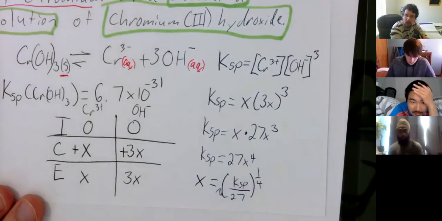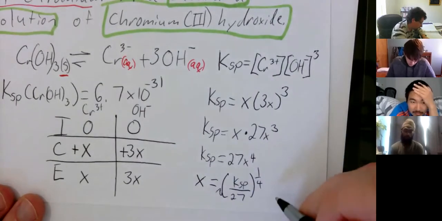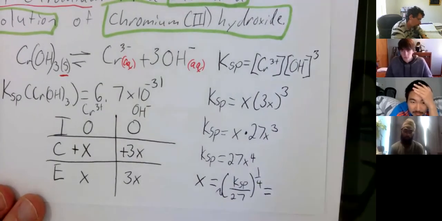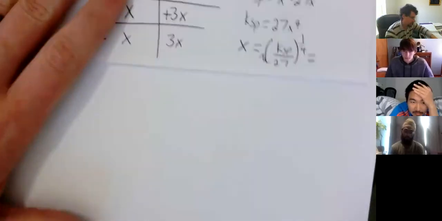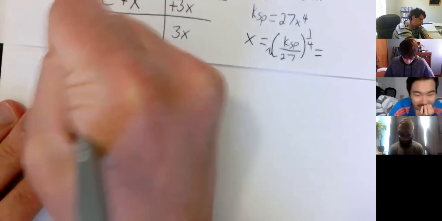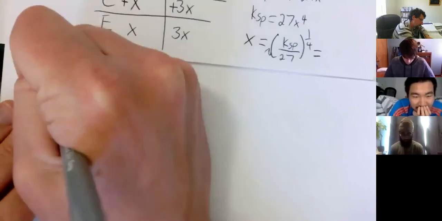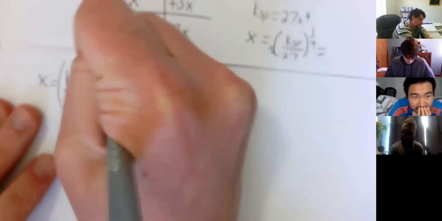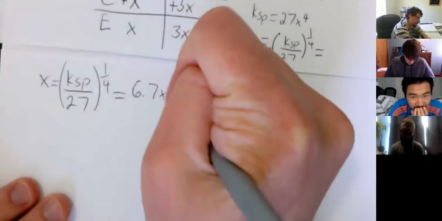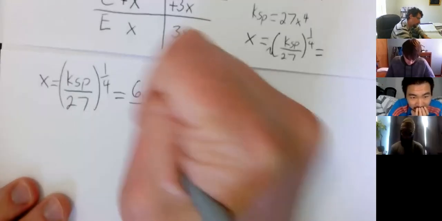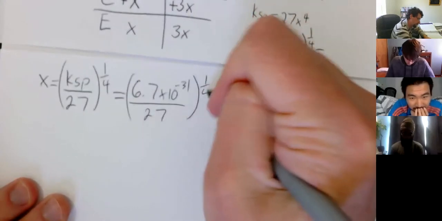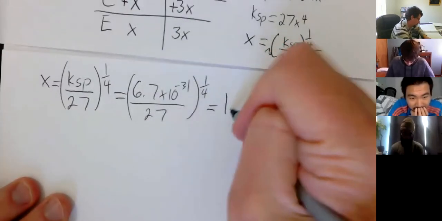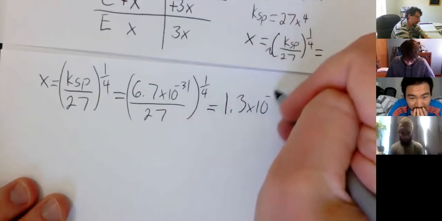Like that, right? Yeah. So we can plug in numbers. I'm going to do that on the next page. So we got X is equal to KSP divided by 27. So we got 6.7 times 10 to the minus 31 divided by 27. Value should be 1.3 times 10 to the minus 8.